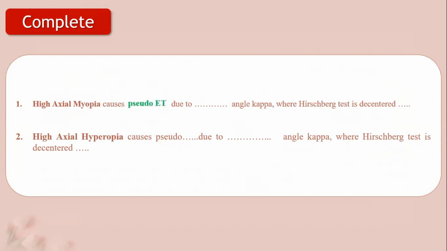High axial myopia causes pseudo-esotropia due to negative angle kappa, where the Hirschberg reflex is decentered temporally, and high axial hyperopia causes pseudo-exotropia due to large positive angle kappa, where the Hirschberg reflex is decentered nasally.